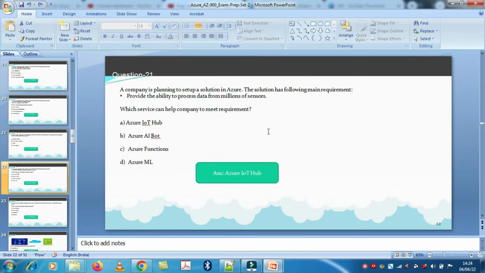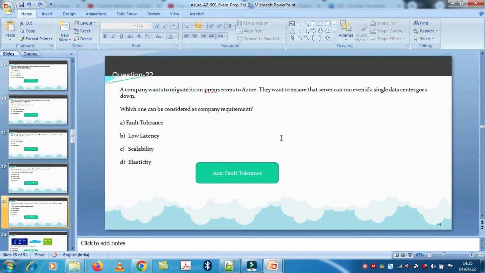A company is planning to set up a solution in Azure. The solution has the following main requirement: provide the ability to process data from millions of sensors. Be very specific. When it comes to sensors, then it is something called IoT, right? So it's pretty simple and easy. When it comes to sensors, if you want to process something, then you need some kind of device, right? And the device obviously will be some kind of IoT device. Like you have seen a POS machine, right? A POS machine is nothing but if you swipe your card, or for billing from the debit and credit card, that is also IoT based, okay? And that is if you want to process millions of sensors, okay? Fine. So the answer for this one is Azure IoT Hub.